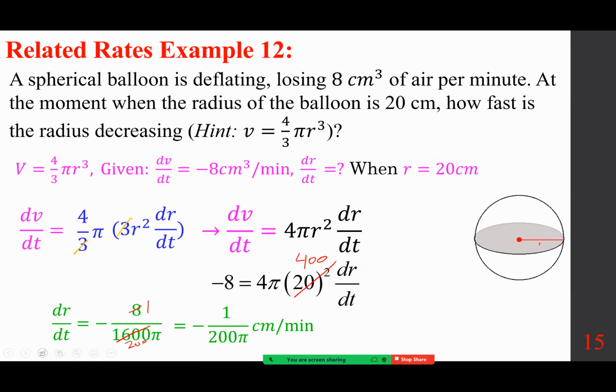It's extremely important to know the units work out: dr/dt, the units of the radius over the units of time. Now, if you want to change the pi, you can use a calculator, which gives you 3.14159, and it continues indefinitely. So negative 0.001592 centimeters per minute. That means as the balloon is deflating, the radius is also decreasing. When you mention decreasing, you don't write the negative. Right now, we have to write the negative sign.